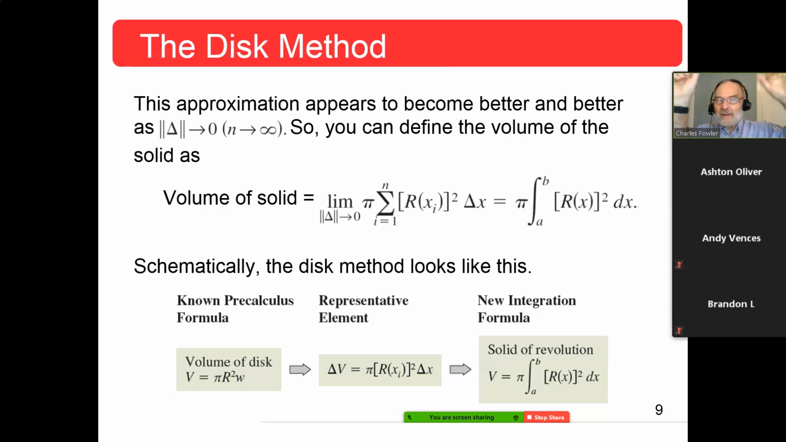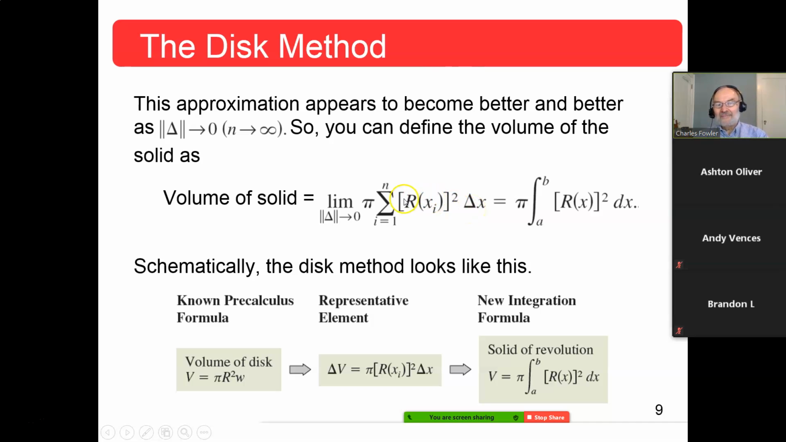Now, that approximation appears to become better and better as you get smaller and smaller delta x's, as your n is going to infinity. Then your norm for all those subdivisions, the largest of those delta x's, that's your norm. So as that norm approaches 0, you can define the volume as being the limit as that norm goes to 0, which is n going to infinity, of pi times the sum from i equal 1 to a very big number of r of x sub i squared, the radius squared, times the delta x.